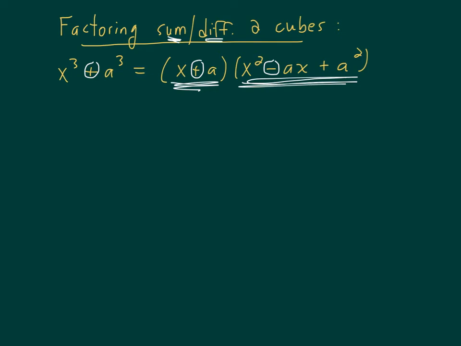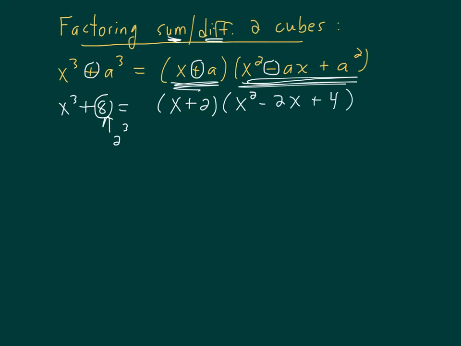So let's apply this to an example. Let's suppose we have x cubed plus 8. Well, understand that our 8 is really 2 cubed. So if we were to factor this in our formula, the so-called a is 2. So we would have x plus 2 times x squared minus 2x, and then 2 squared would give us our 4.